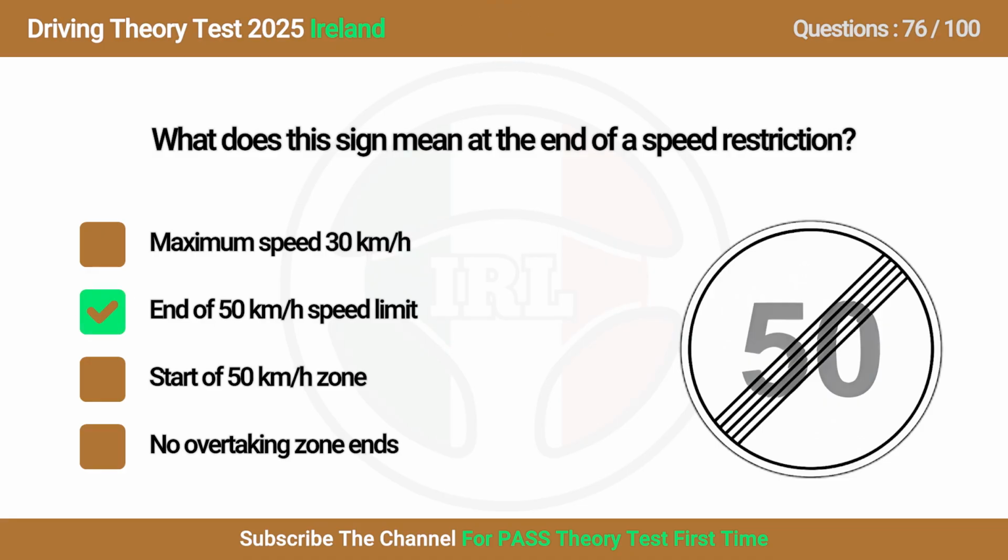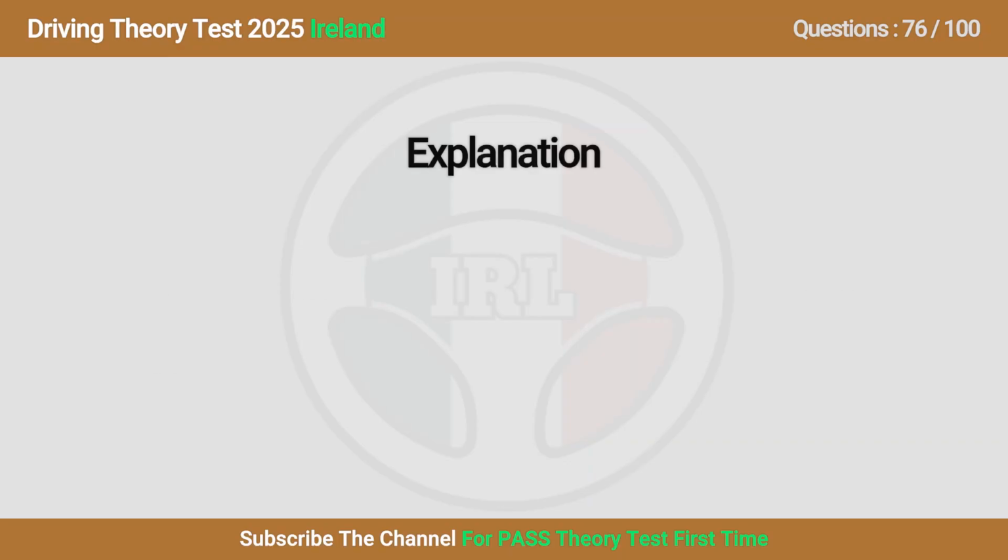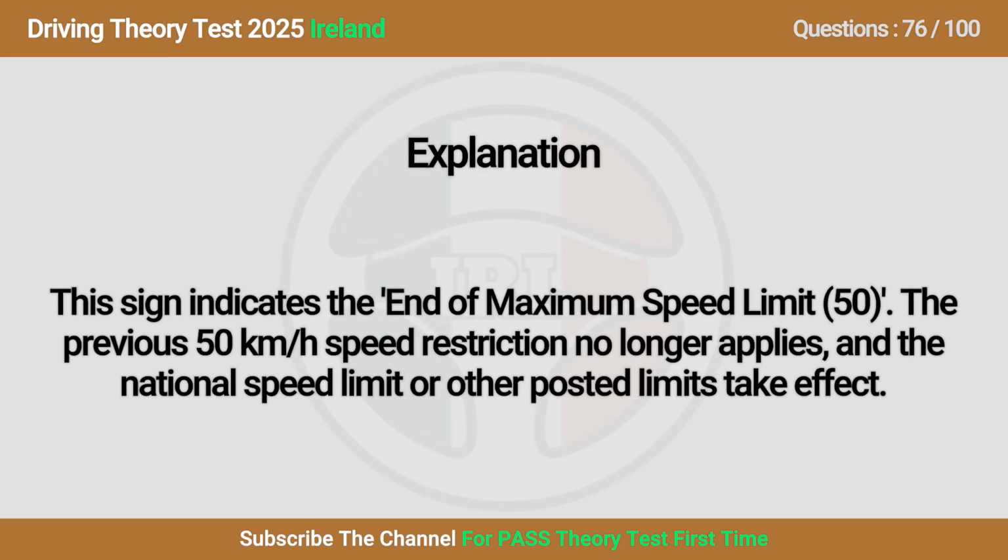Answer is B. End of 50 speed limit. This sign indicates the end of maximum speed limit 50. The previous 50 speed restriction no longer applies, and the national speed limit or other posted limits take effect.